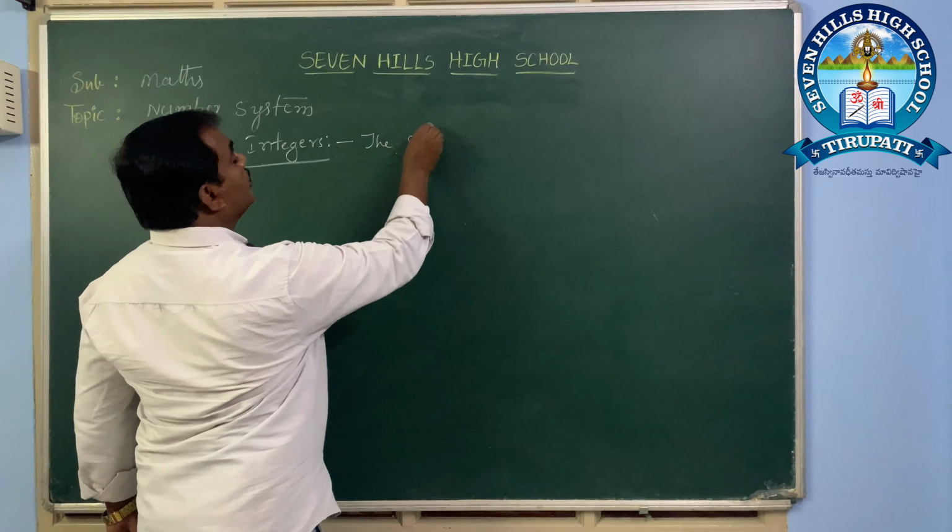The numbers which are in the form of P by Q are called rational numbers, where P and Q are integers and Q is not equal to 0. The set of rational numbers are denoted by the letter Q. So the numbers which are in the form of P by Q, where P, Q belong to Z and Q is not equal to 0, are called rational numbers.